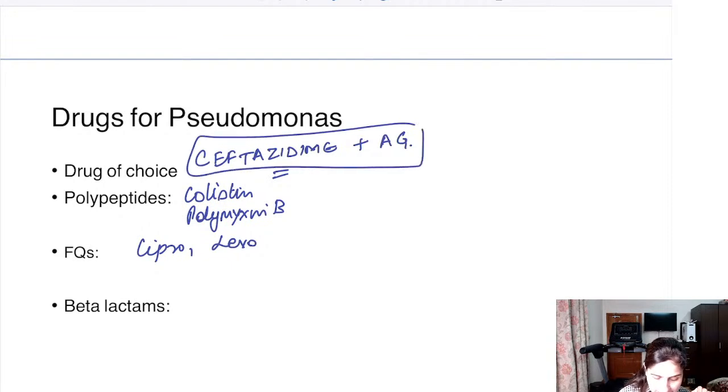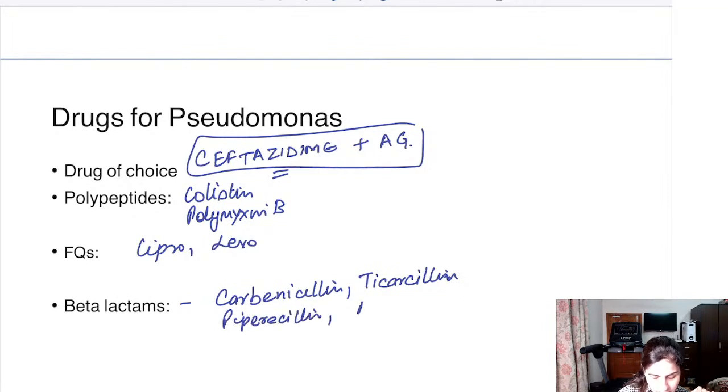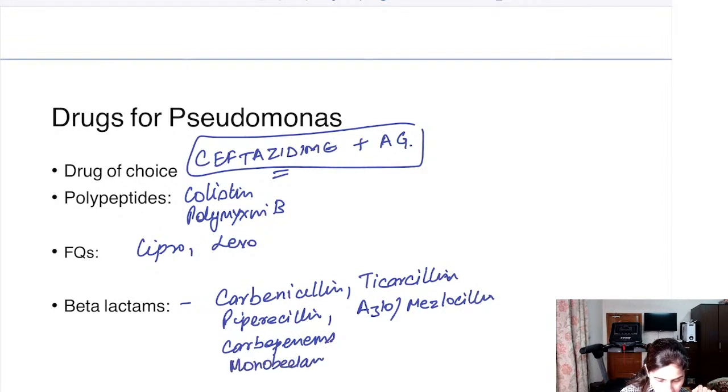ठीक है? Then beta lactams में we can use carbenicillin, right? We can use ticarcillin, ठीक है? We can use piperacillin, we can use azlocillin, ठीक है? These can be used. We can use carbapenems also, ठीक है? Monobactams can also be used. And we have the cephalosporins we've already discussed.